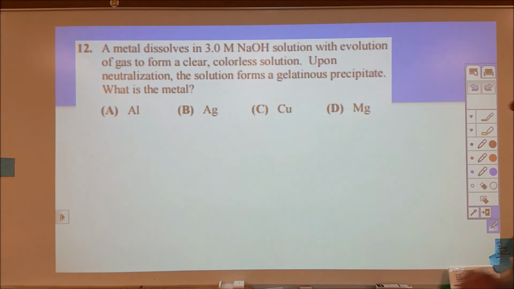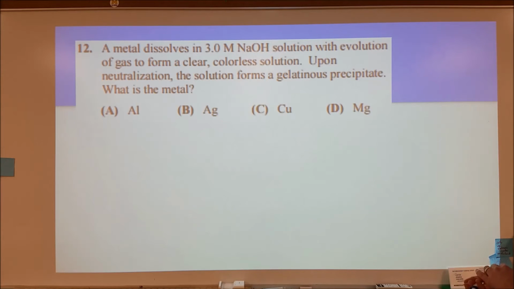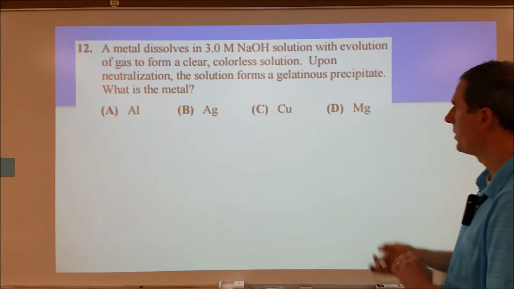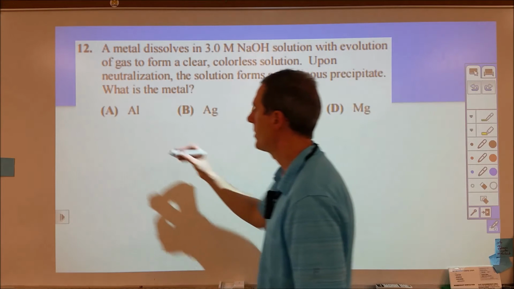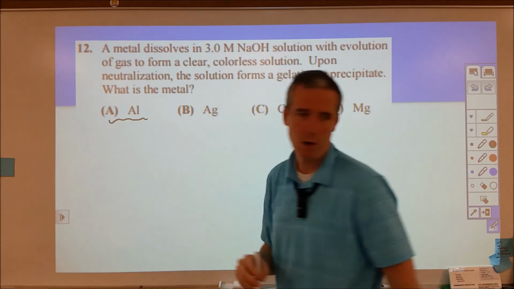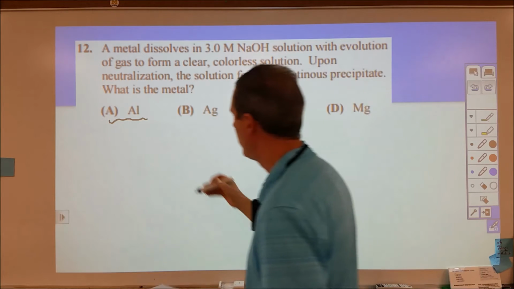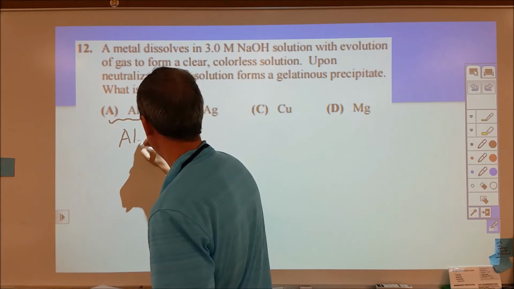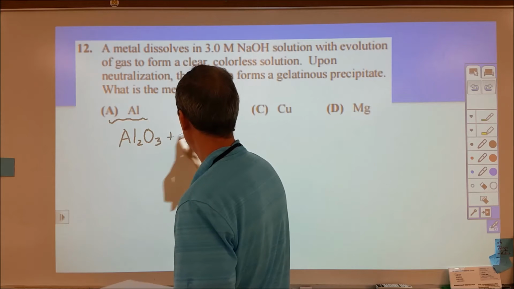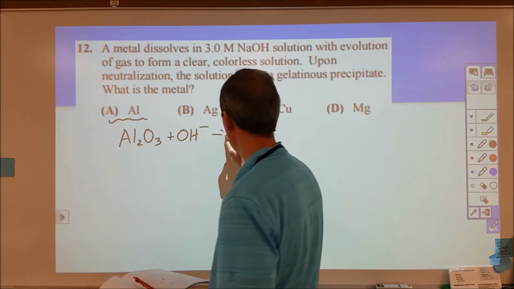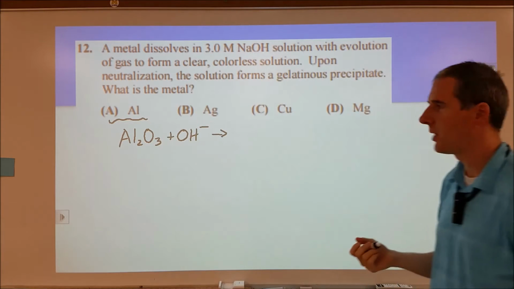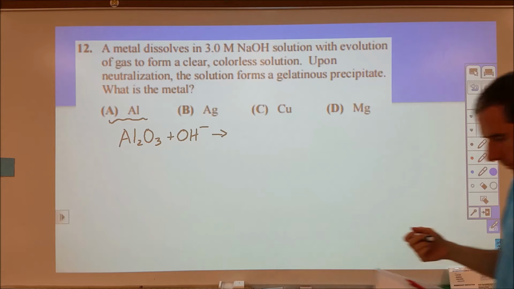All right, and the metal dissolves in 3 molar sodium hydroxide solution with the evolution of a gas to form a clear, colorless solution. Upon neutralization, the solution forms a gelatinous precipitate. So this to me screams aluminum, and the specific reactions that are going on there. So aluminum has a thin coating of aluminum oxide. So that plus the hydroxide is going to dissolve away that protective coating that we have.